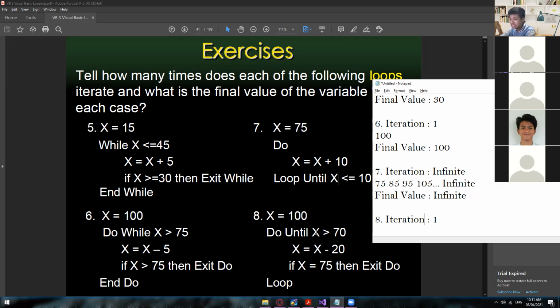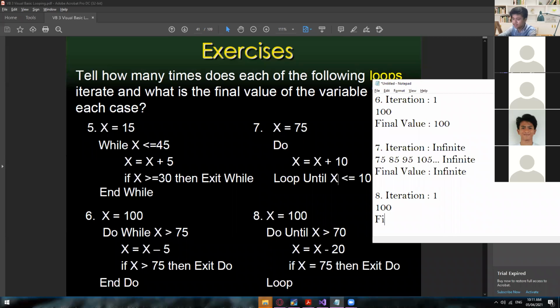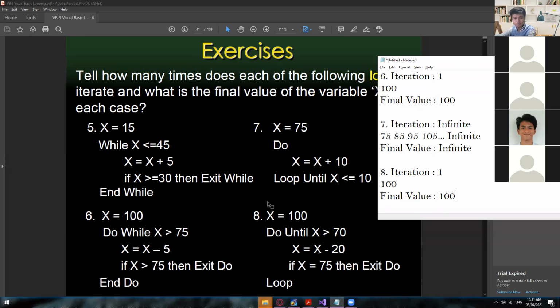Since initially, this is already true. 100 is greater than 70. Take note that we're using until, so it will stop looping once this one becomes true. The initial value is just 100, so that's already our final value, which is 100. It wasn't even able to reach this point, because it already stopped looping. So are we clear with number 8?